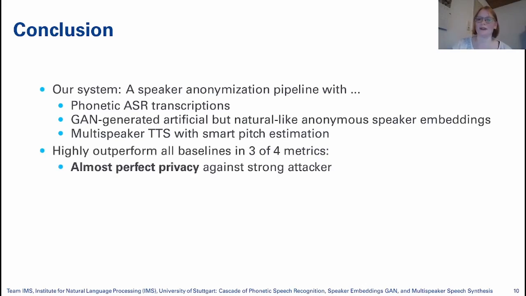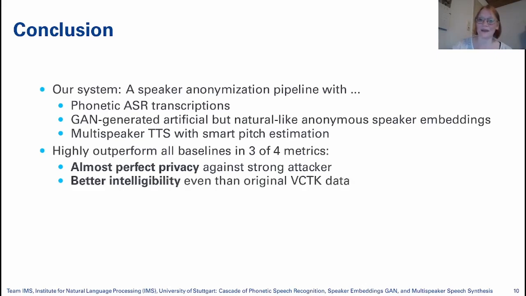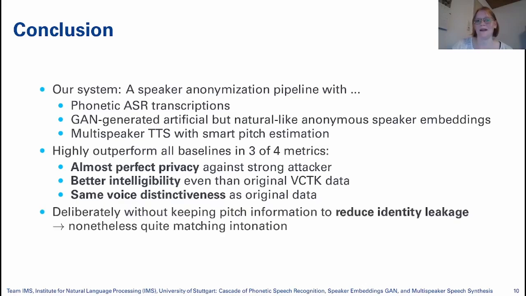So we saw that we are achieving almost perfect privacy even against a strong attacker as used in this challenge. We have a better intelligibility than all the baselines and even better than the original VCTK data. And we produce utterances of basically the same voice distinctiveness as the original data had. And we deliberately do not keep the pitch information in our synthesis because we want to reduce the identity leakage coming from it. But nonetheless, we are producing anonymized recordings that are relatively matching in the intonation to the original ones.